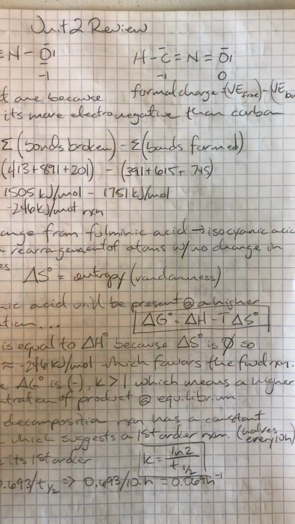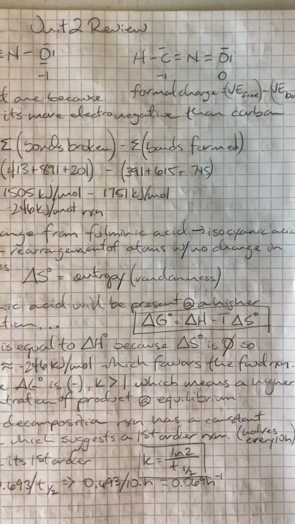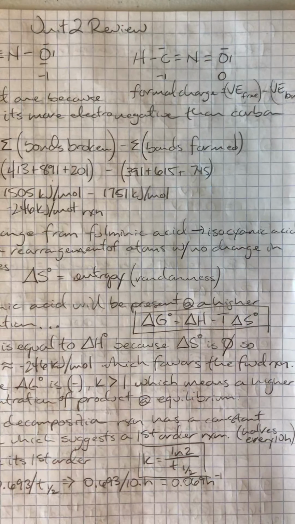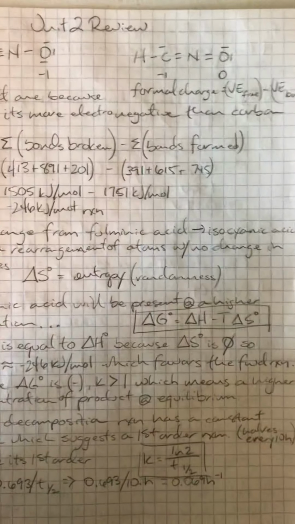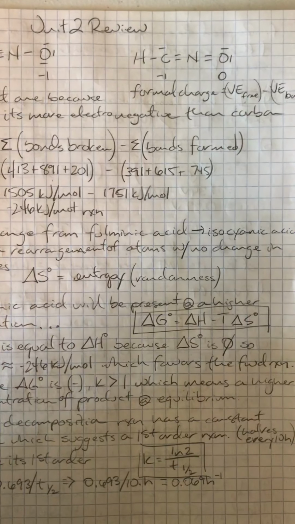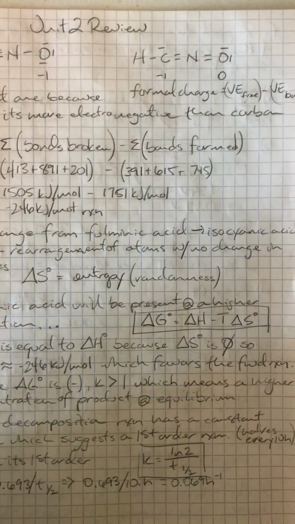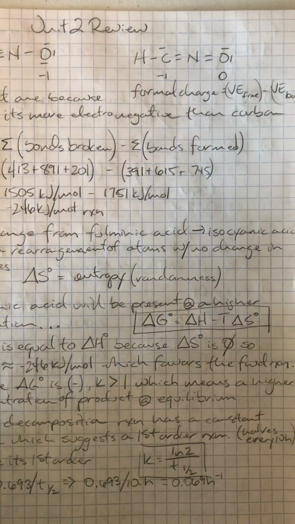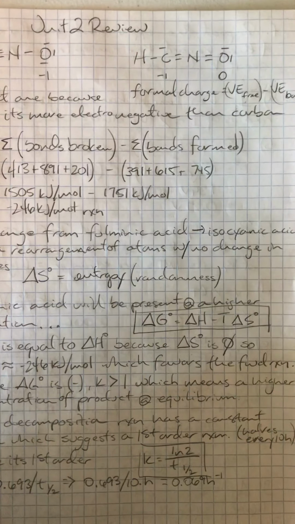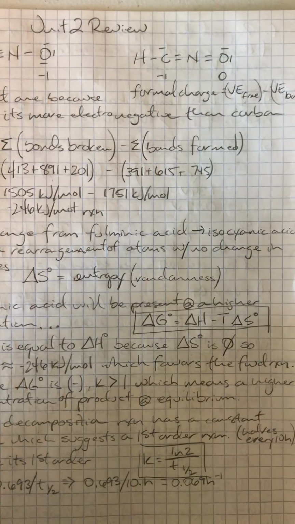All right, so if we're looking at Unit 2's review, there's only 5 questions on this one. Question one's pretty lengthy, but it's pretty accessible. So the first part has two different Lewis dot structures, one for fulminic acid, and asks you which one is the better representation.